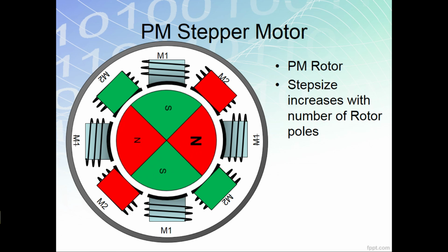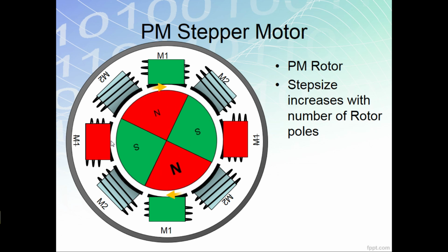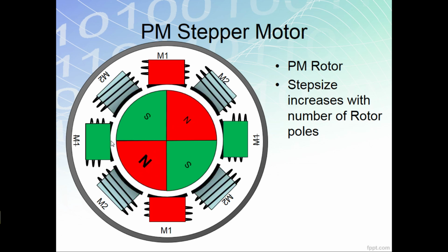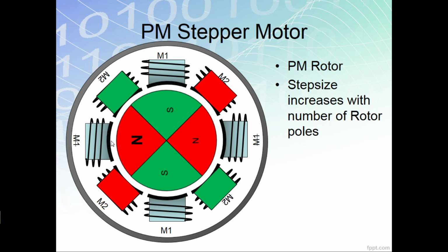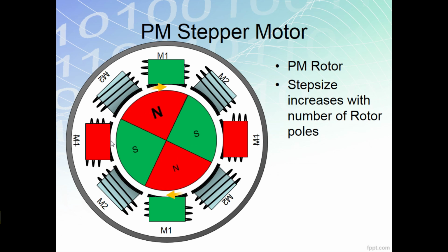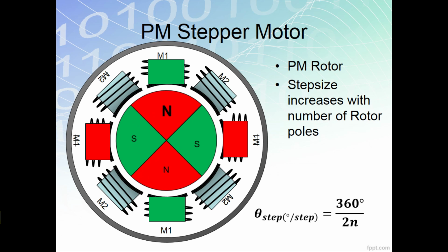and it will continue until the last revolution, until it becomes one revolution. And the step size of the permanent magnet stepper motor is equal to 360 divided by 2 multiplied by the pole pair.